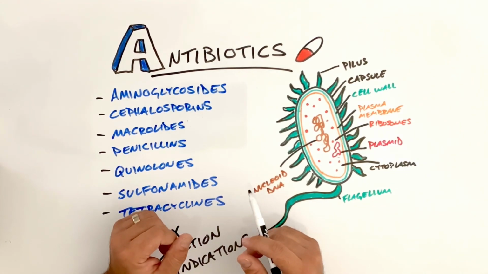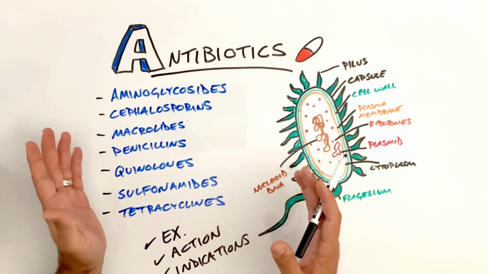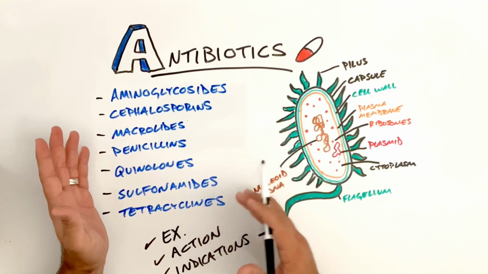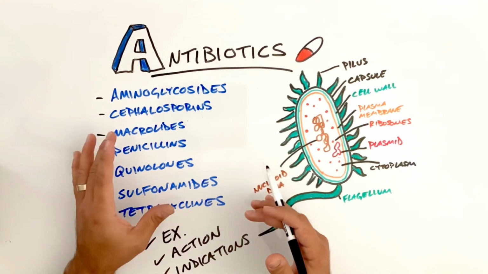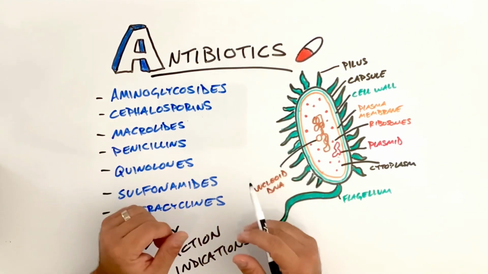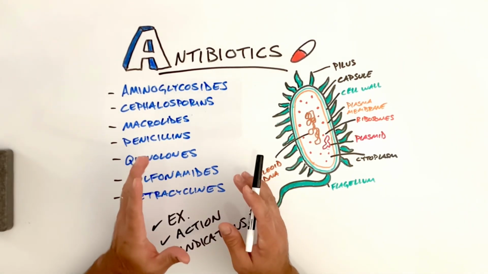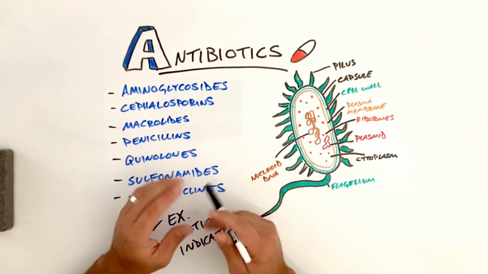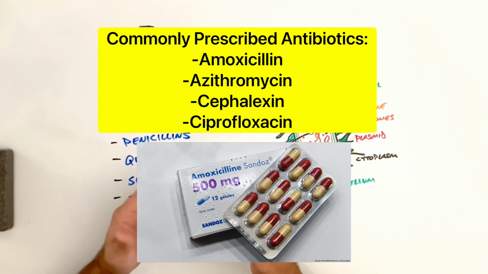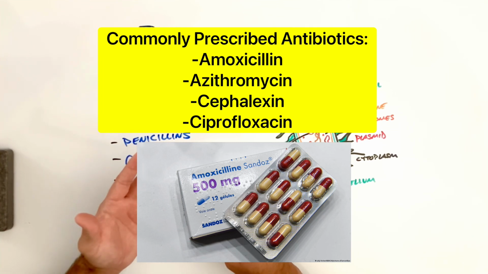What kind of classes are there? There are different classes of antibiotics, and they each work in a slightly different or similar way to help fight that bacterial infection and kill that cell. With well over 100 different types of antibiotics on the market, the most common you'll find are amoxicillin, azithromycin, cephalexin, and Cipro.